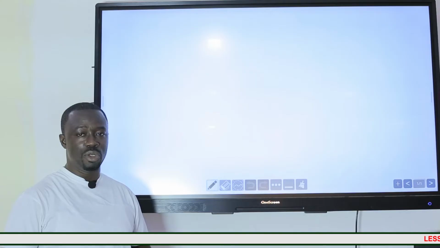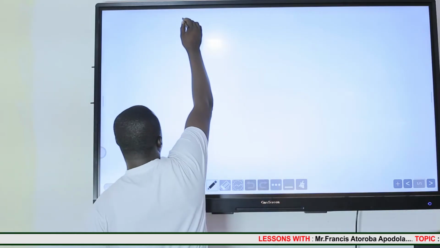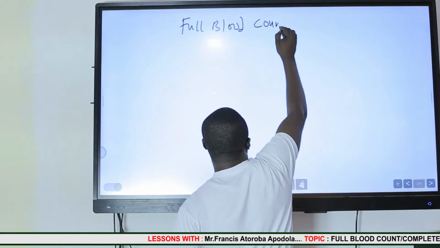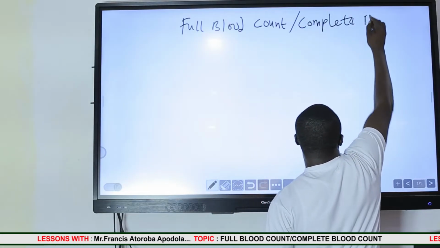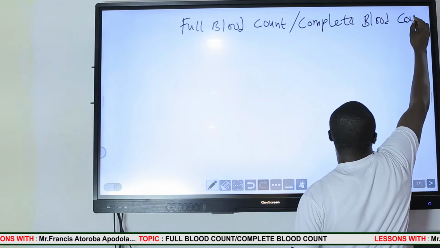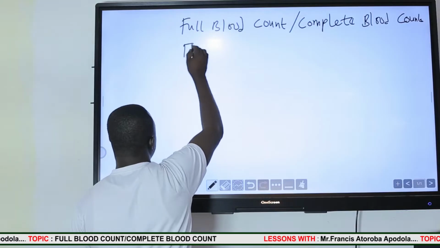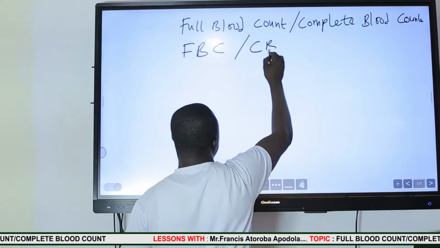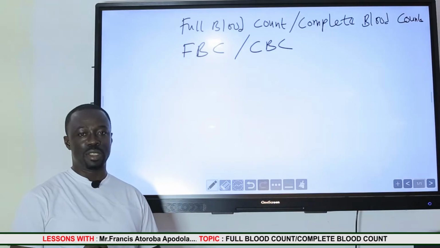In today's lesson, we want to look at the interpretation of the full blood count test, also known as the complete blood count. The full blood count is abbreviated as F for full, B for blood, and C for count, or FBC. That is the abbreviation for the full blood count, or the CBC.